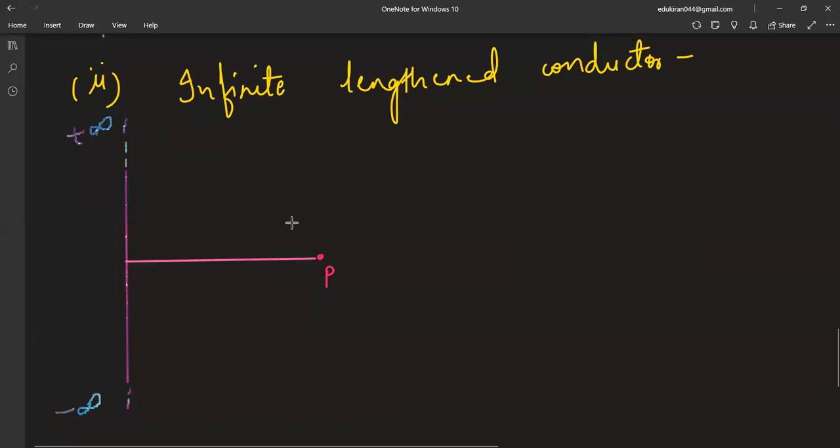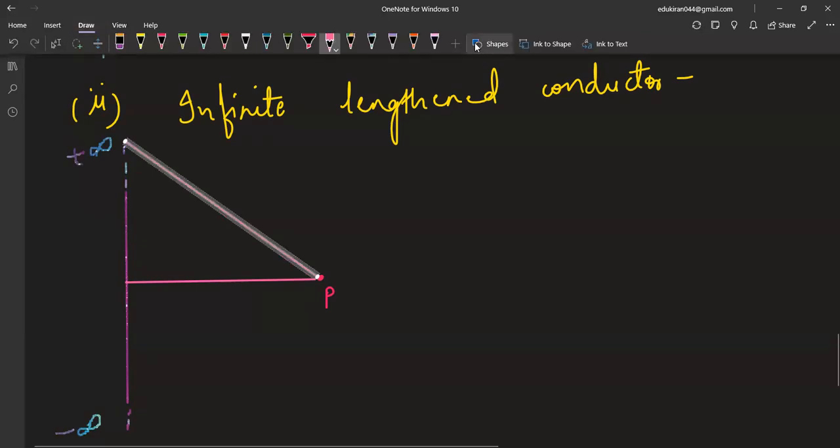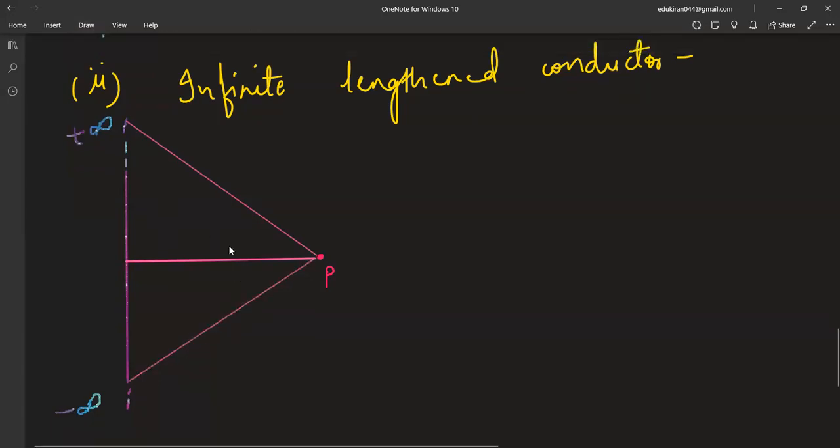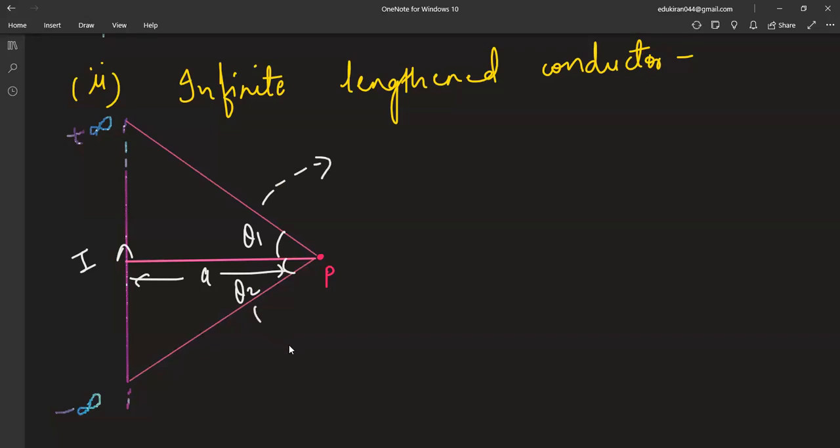So even if I'm taking this as a particular end, finally at the last, this is separation A, the current is I, this angle theta 1, and this was angle theta 2. Extending, extending, this becomes 90 degrees, and this becomes 90 degrees.